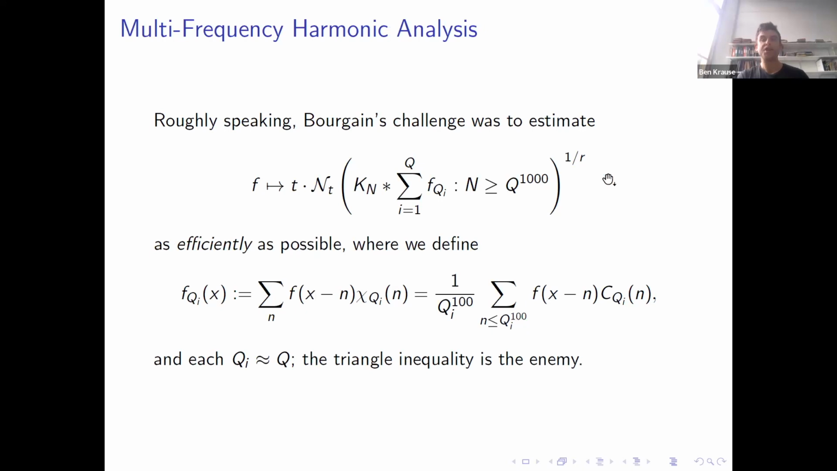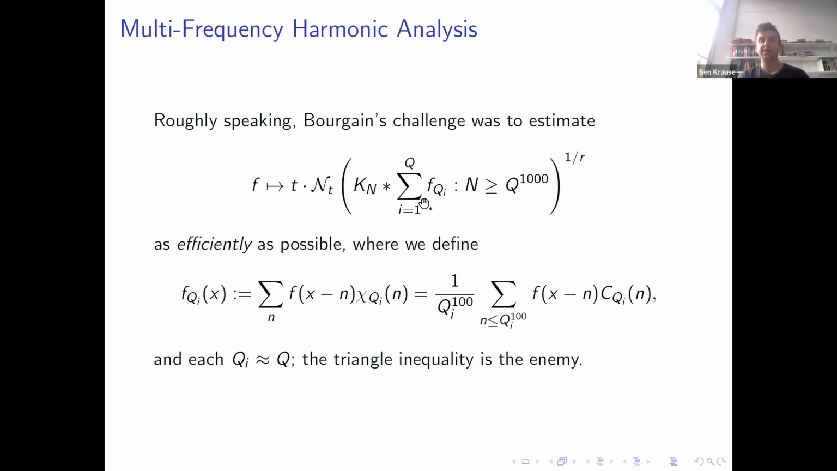So in particular, Bourgain's challenge was to estimate the jump counting function of these convolution operators applied to superpositions of these arithmetically averaged functions. So for each q_i that's about q, I average my function f over an interval of length q_i to the 100, weighted by this Ramanujan sum. If this Ramanujan sum c_q weren't there, this would just be a Lebesgue average, and I'd be interested in understanding oscillation of averages. With these Ramanujan sums, there's some oscillation that's built in.